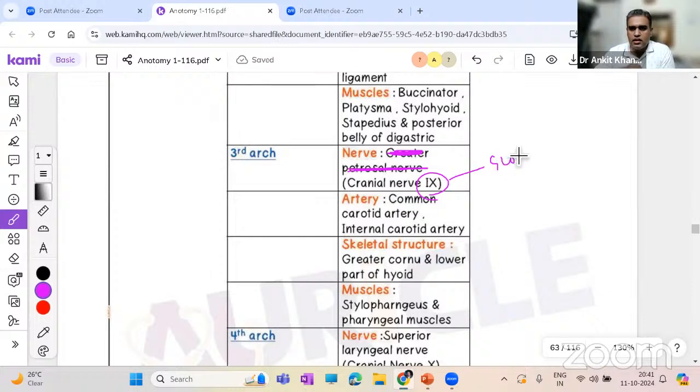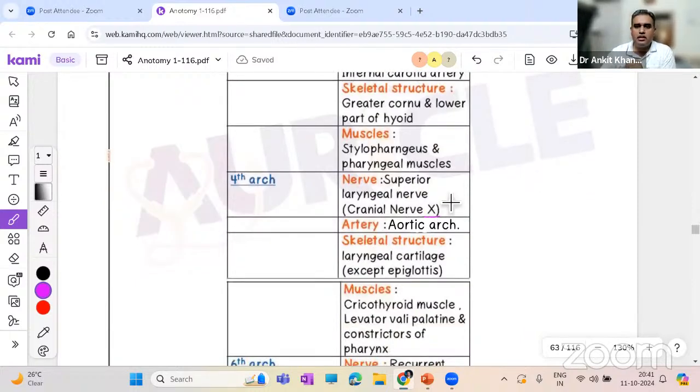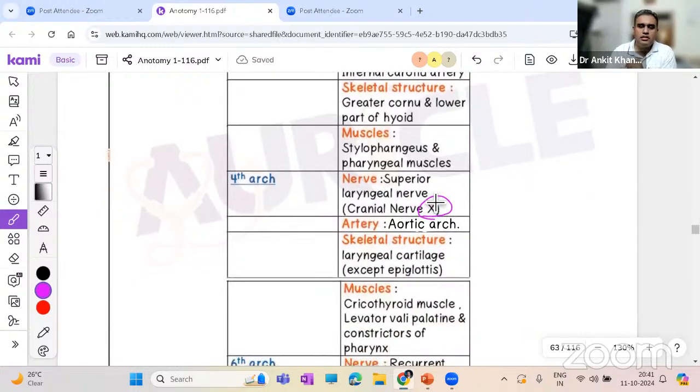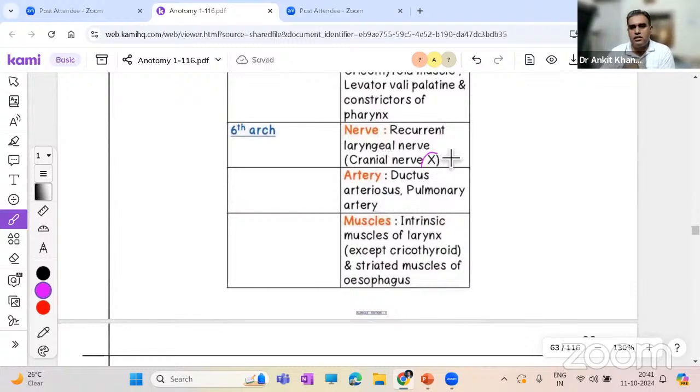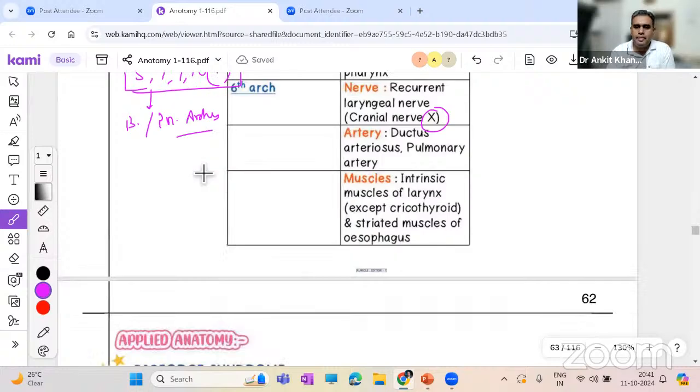Which is the name of the ninth nerve? Glossopharyngeal nerve. And the fourth arch, we have the superior laryngeal branch of vagus. And the sixth arch, we have the recurrent laryngeal, again a branch of the vagus, the 10th nerve. So which are the nerves of the pharyngeal arches? 5, 7, 9, and 10. Along with 10, accessory also runs with 5, 7, 9. So these are the 4, 5 cranial nerves which supply the branchial or pharyngeal arches. Simple as that. Okay, let us go more.